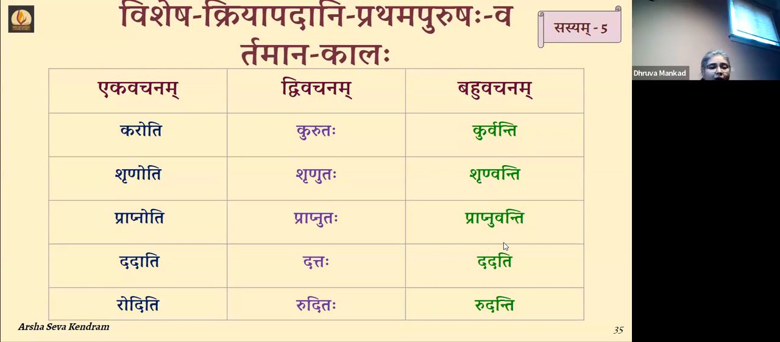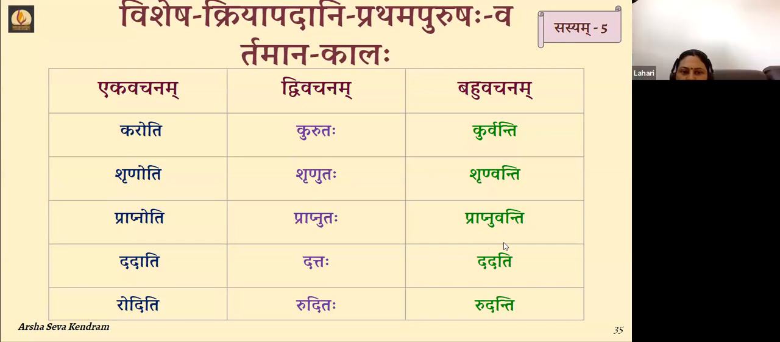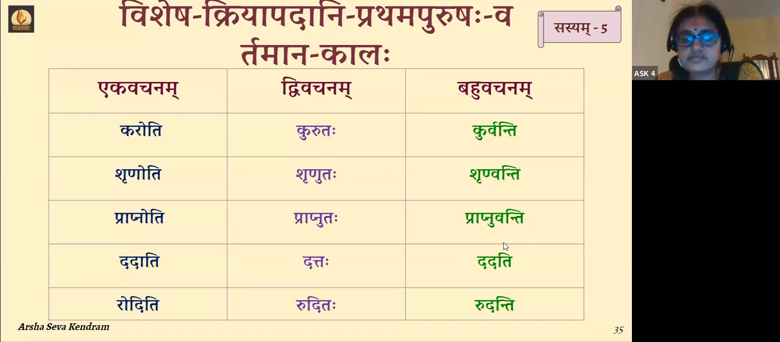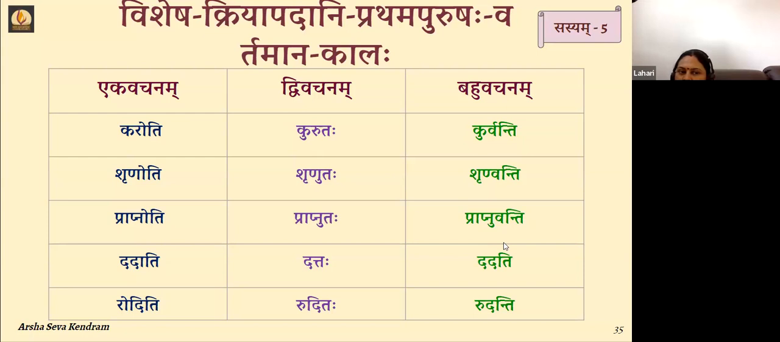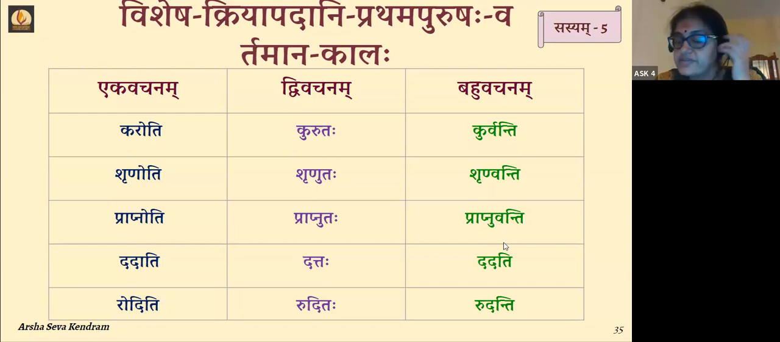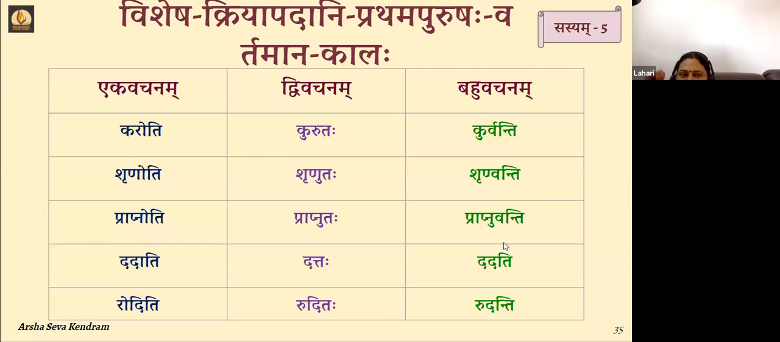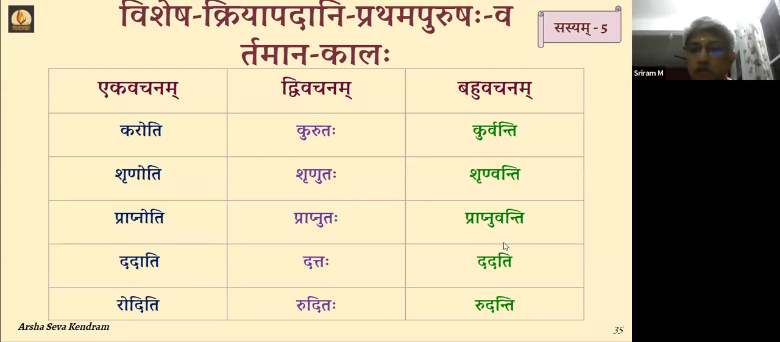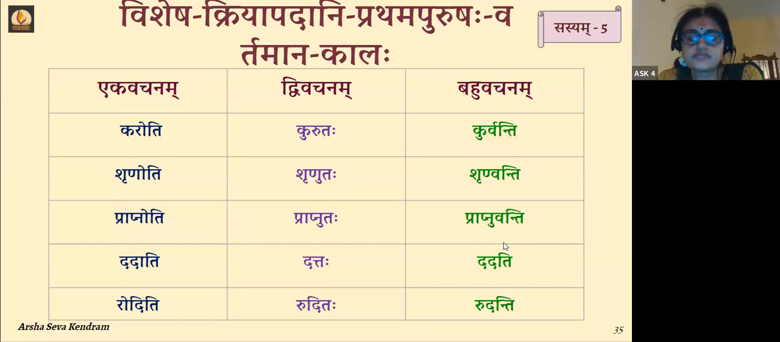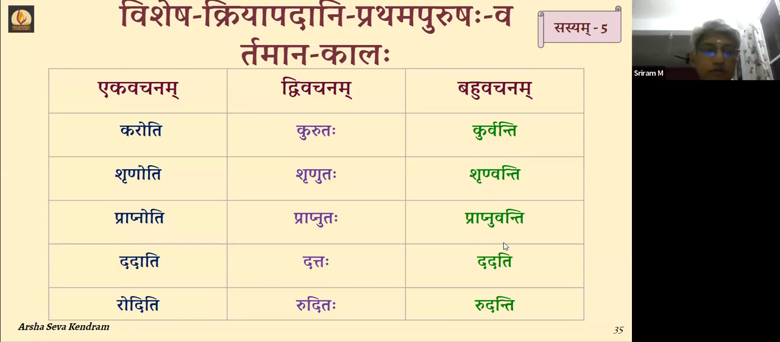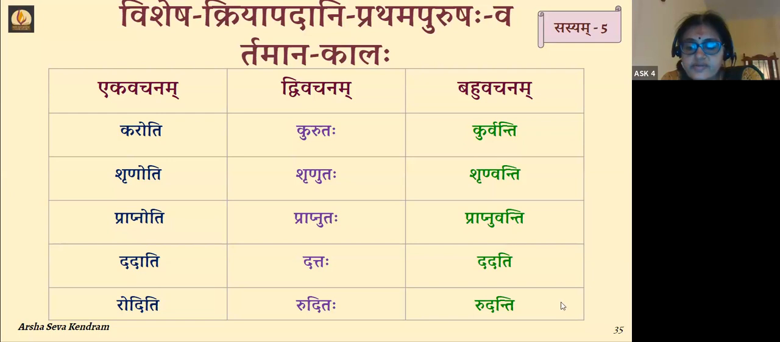Lalita Mahodaya. Shrunoti, shrunutah, shrunvanti. Artha? Shru is to hear. So many times I've asked, shruyate va, meaning, can you hear me? So this is shrunoti, he can hear. Shrunutah, two people are hearing. Shrunvanti, many people are hearing. Then Sri Rama Mahodaya. Prapnoti, prapnutah, prapnuvanti. Prapnoti means to obtain, to get. Correct.